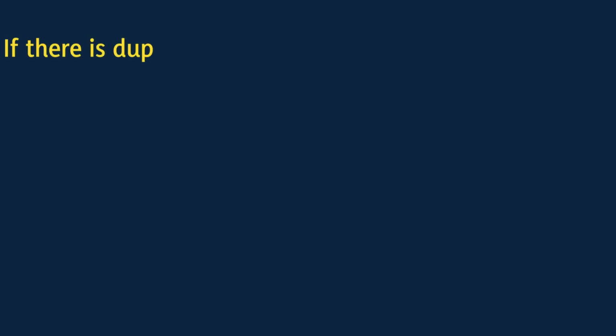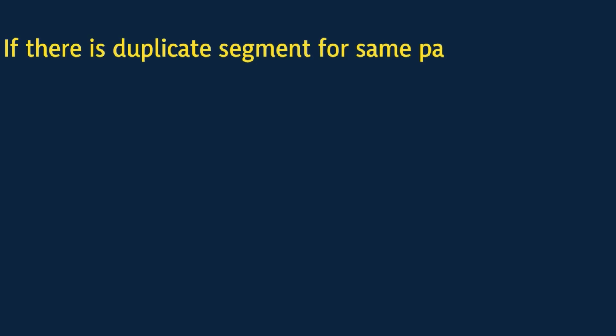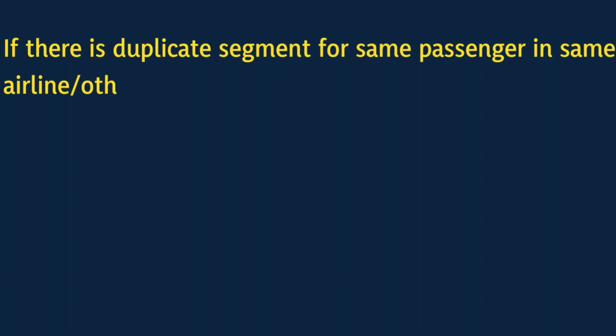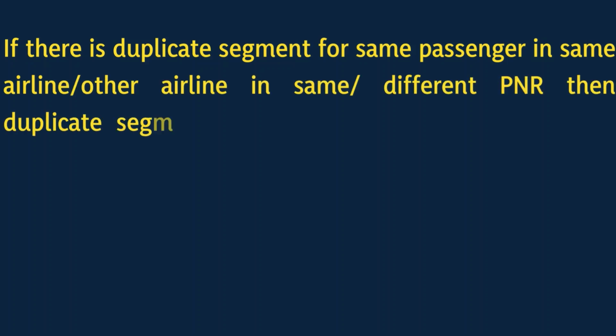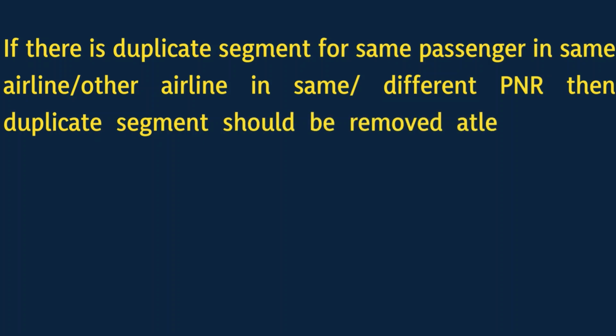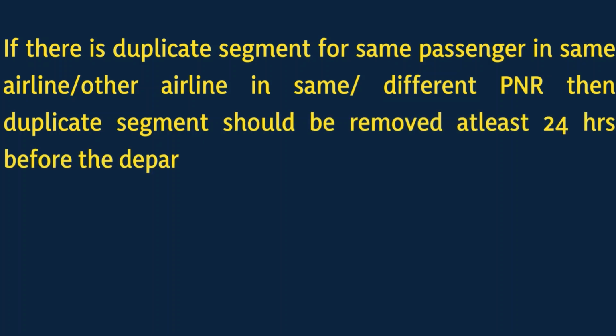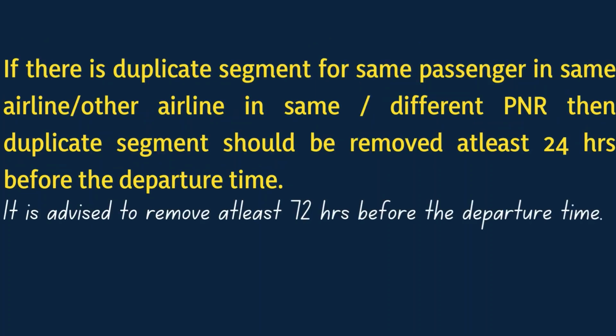If there is a duplicate segment for the same passenger in the same airline or other airline or maybe other PNR, then that duplicate segment or the duplicate PNR should be removed at least 24 hours before the departure time. But it is always advised to remove at least 70 hours before the departure time to avoid ADMs.